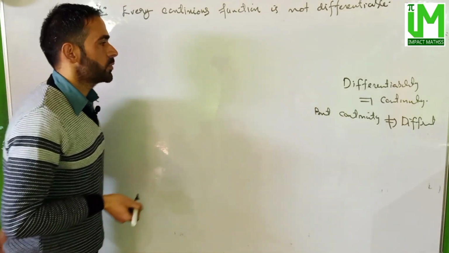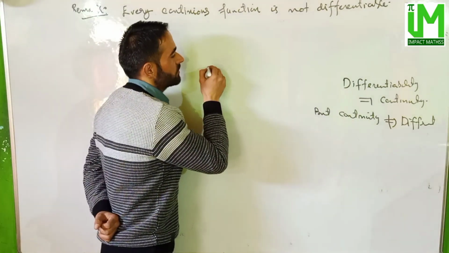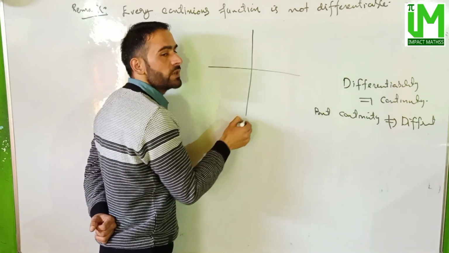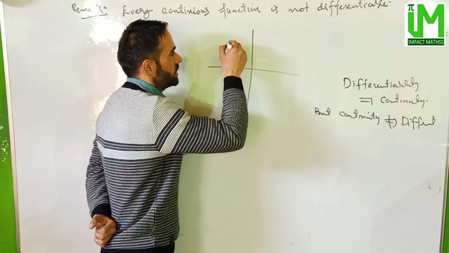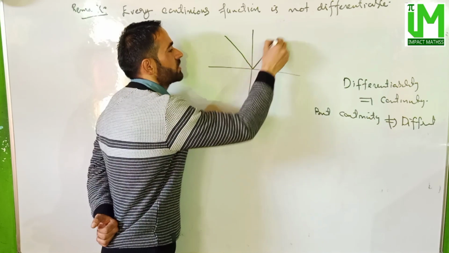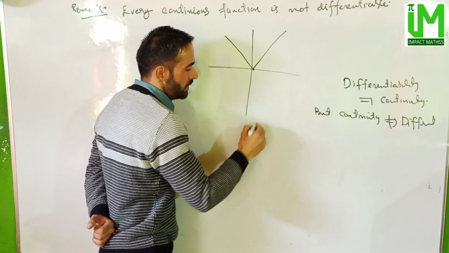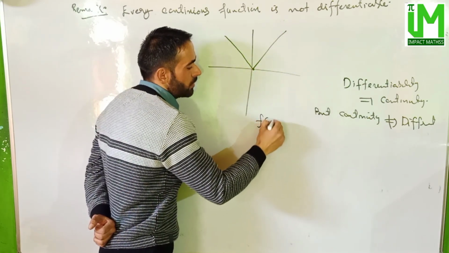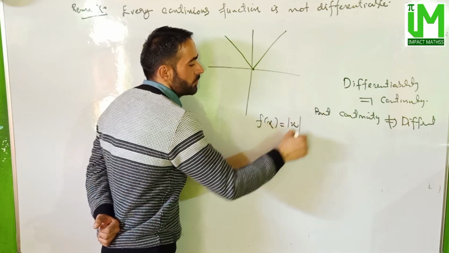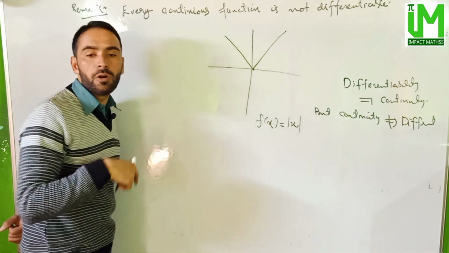So as an example, we know the modulus function. What is the graph of the modulus function? It is a V-shaped graph, which touches at the origin. So f of x is equal to mod of x.